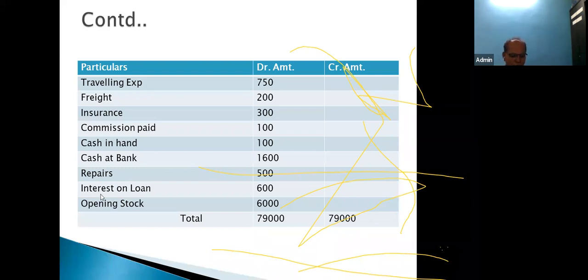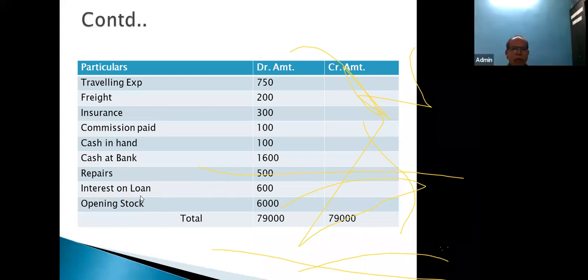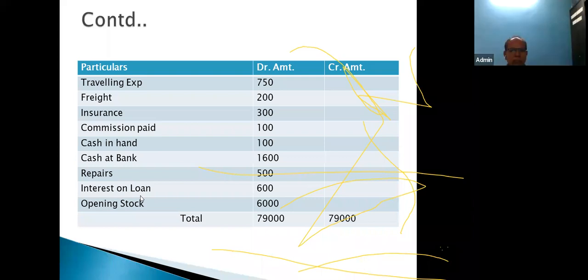After repairs, next is interest on loan. So our business has paid interest on loan. Where will it be affected? When we pay, is it our income or expense? Sir, expense. See, it is clearly mentioned interest on loan, and this amount is mentioned on the debit side. So this is our expense. It is not our income.